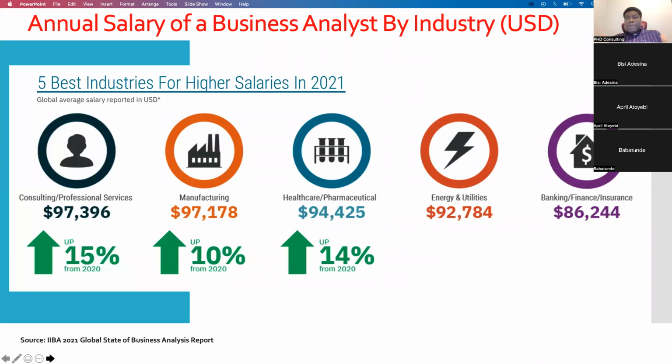Now, this profession is a noble one. And the interesting thing about this profession is that anyone at all can pivot into business analysis. Now, as shown right here in US dollars, those are the 5 industries for higher salaries. And this is the last year's data, right? People in consulting and professional services earn as much as $97,000, right? You see people in manufacturing as well, also in healthcare and then energy and utilities.